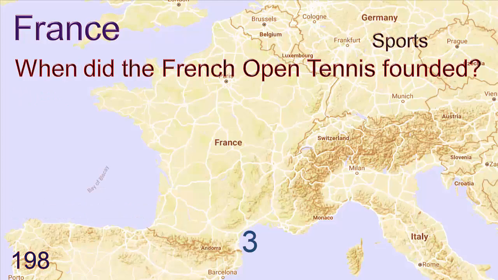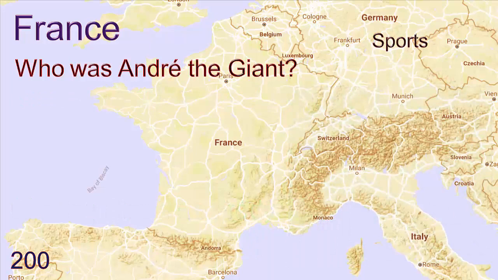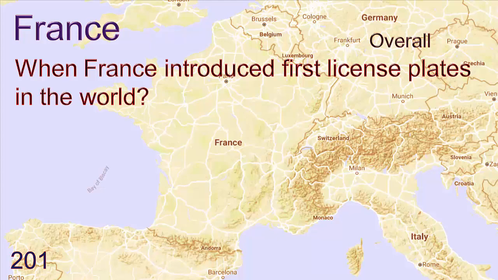When was the French Open tennis founded? In 1891. Who is considered to be the father of the modern Olympic Games? Pierre de Coubertin. Who is Henri the Giant? A French professional wrestler and actor. When did France introduce the first license plate in the world? August 14, 1893.